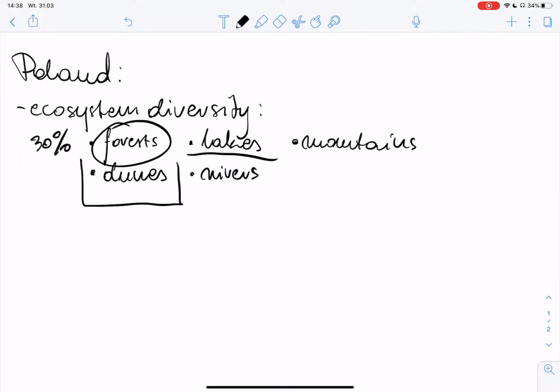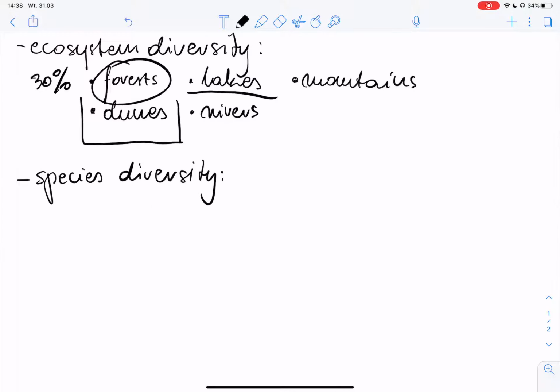Guys, if it comes to the species diversity, there is plenty of the species actually. Basically, so far, scientists know about around 60,000 species that live in Poland natively, including 35,000 animals, 3,000 species of plants, and 3,000 species of fungi.